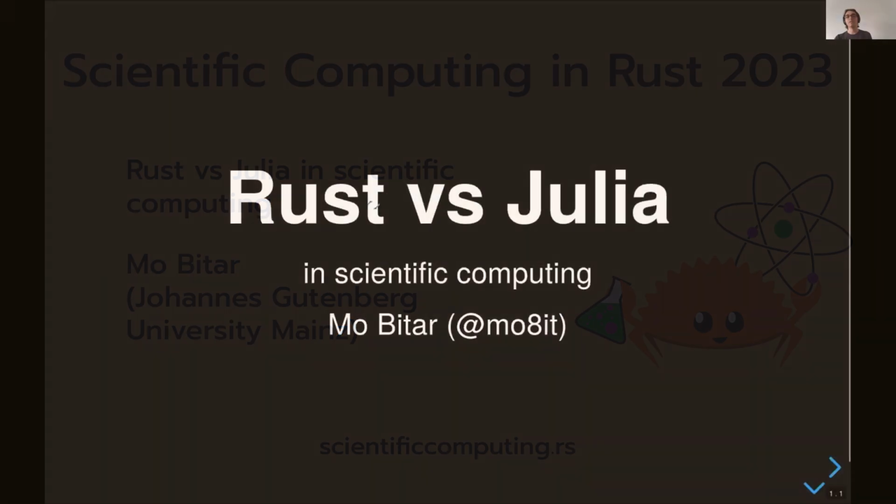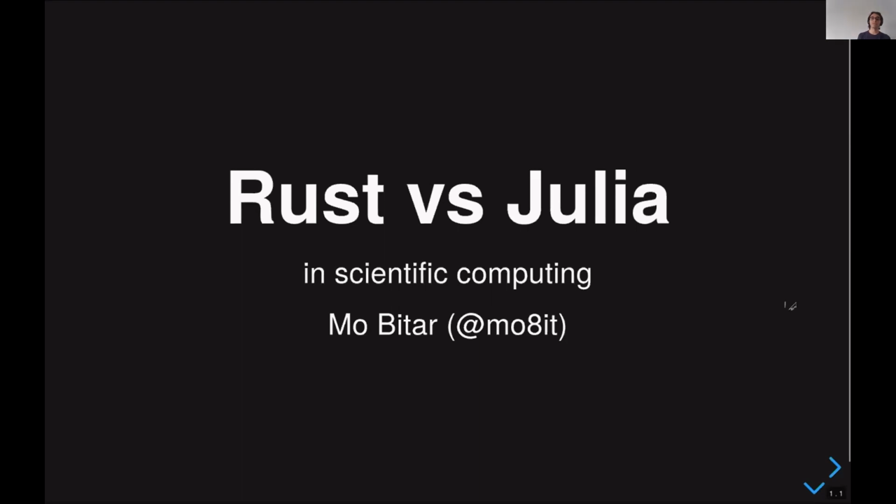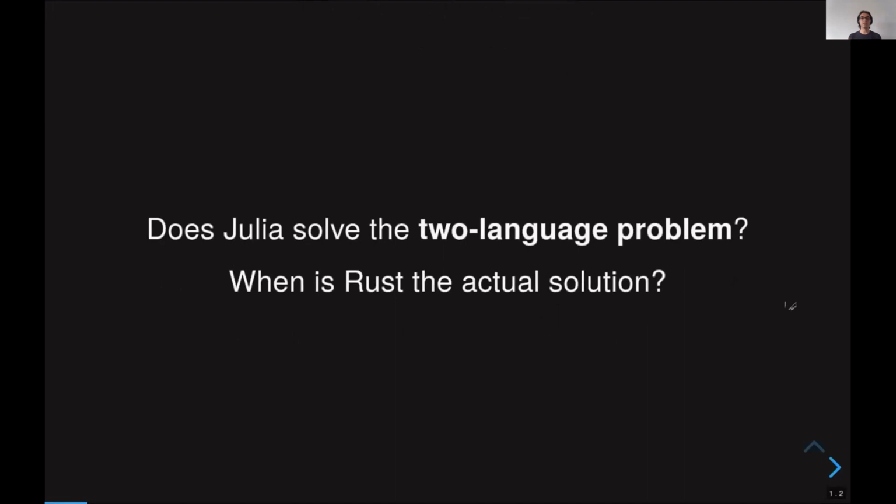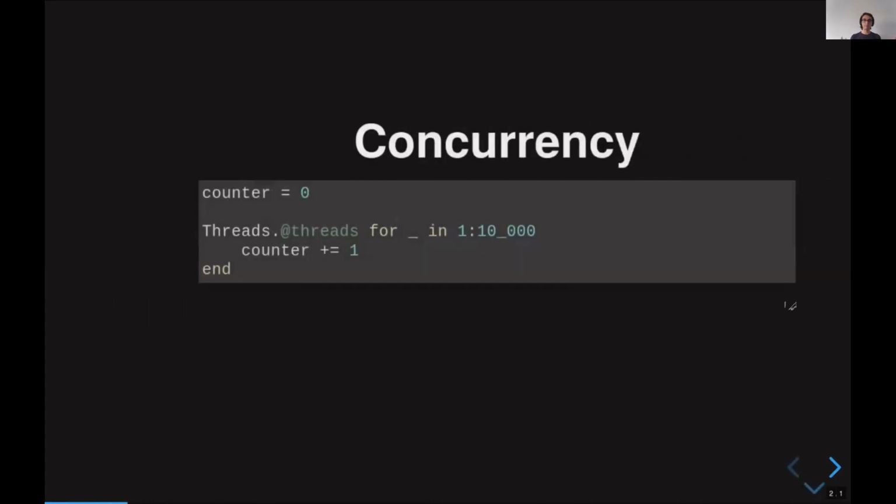All right, thank you. So in my talk about Rust versus Julia in scientific computing, I'll be trying to answer two questions. Does Julia solve the two-language problem? And when is Rust the actual solution? The two-language problem that Julia promises to solve is about prototyping in a language that is dynamic and flexible like Python, and then rewriting your program into a statically typed compiled language like C++ for performance.